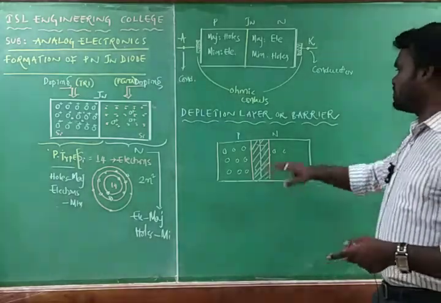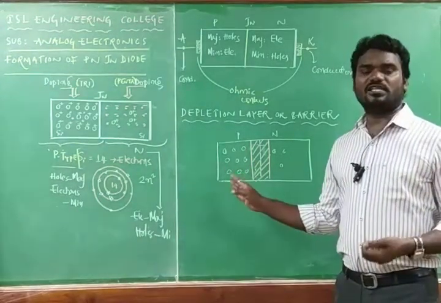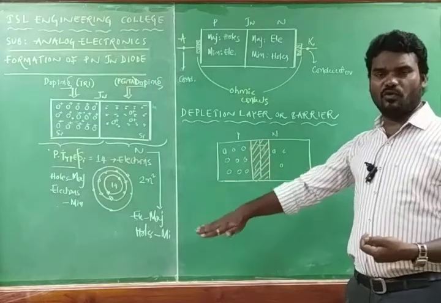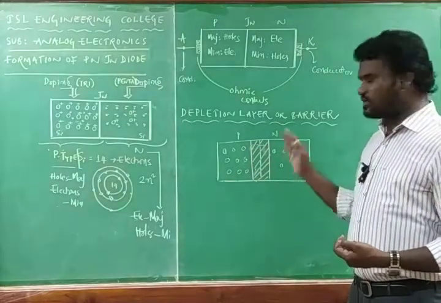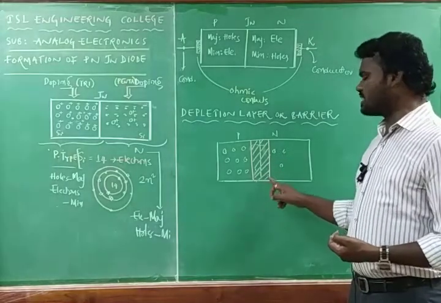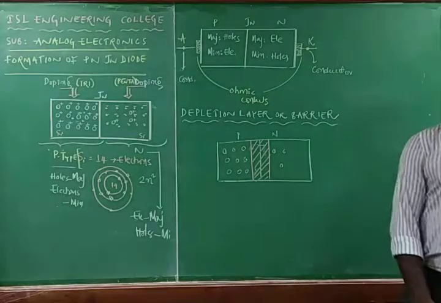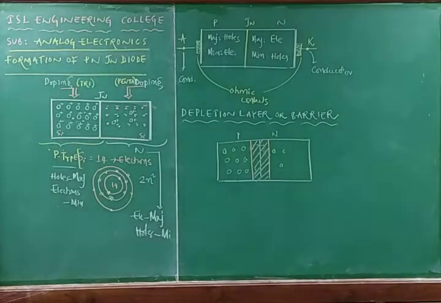That layer stops the further flow of charge carriers from one side to another side. If you want the charge carriers to move from one side to another side, first we have to apply the voltage such that the depletion region disappears, then only it conducts the current. This is the formation of depletion layer.